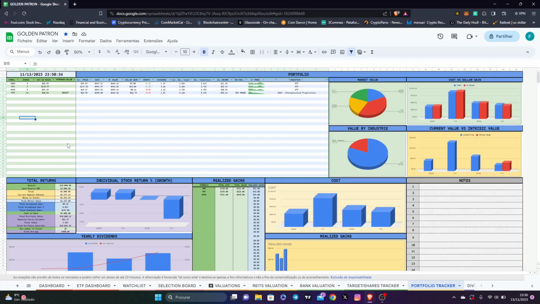Hi everyone, welcome back. Today I'm gonna go over my portfolio tracker. This is where I keep track of all my stocks and ETFs.